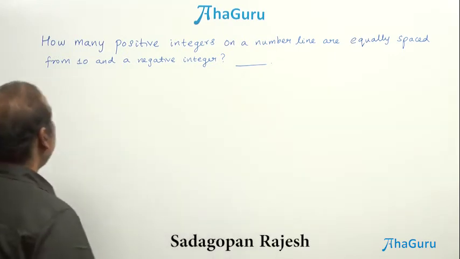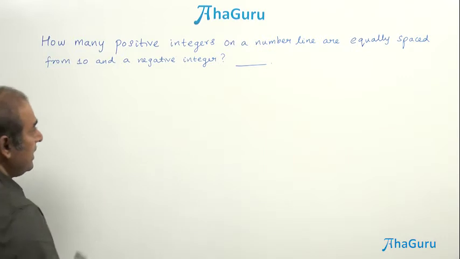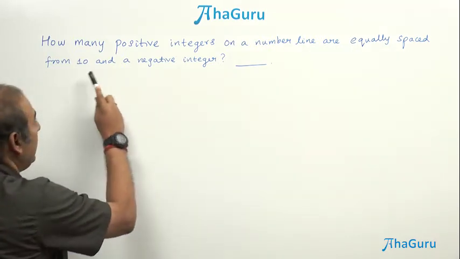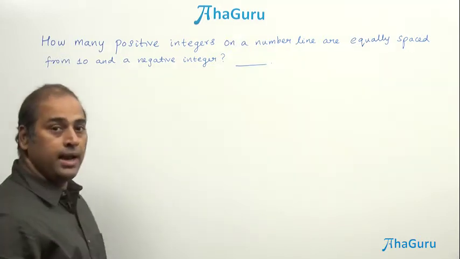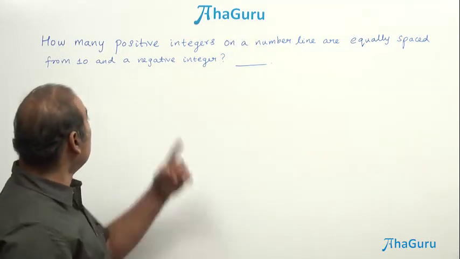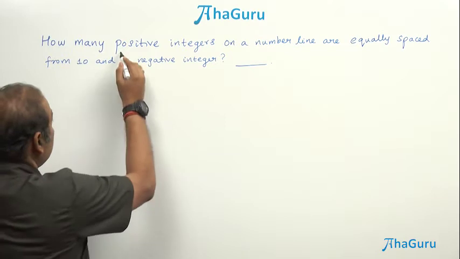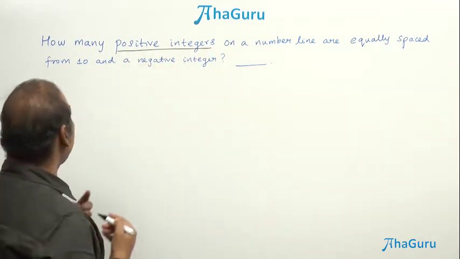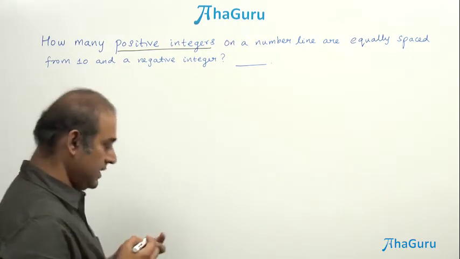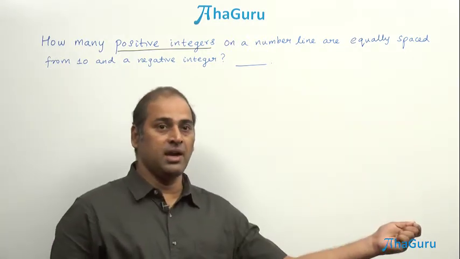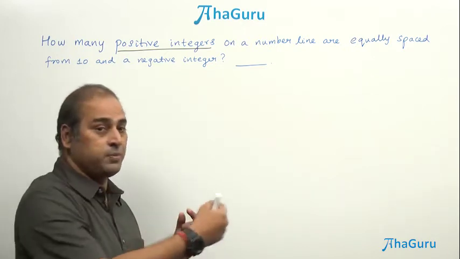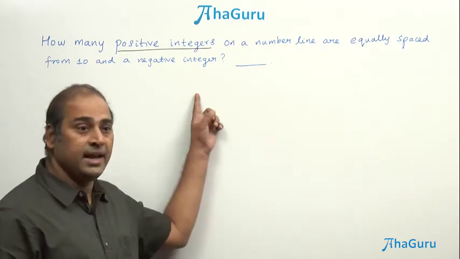So how many positive integers on a number line are equally spaced from 10 and a negative integer? So look at the thing, we need to concentrate on the positive integer on a number line equally spaced from 10 and a negative integer. Therefore, you have a 10, you have a negative integer, and the positive integer should be equally spaced from both 10 and the negative integer.